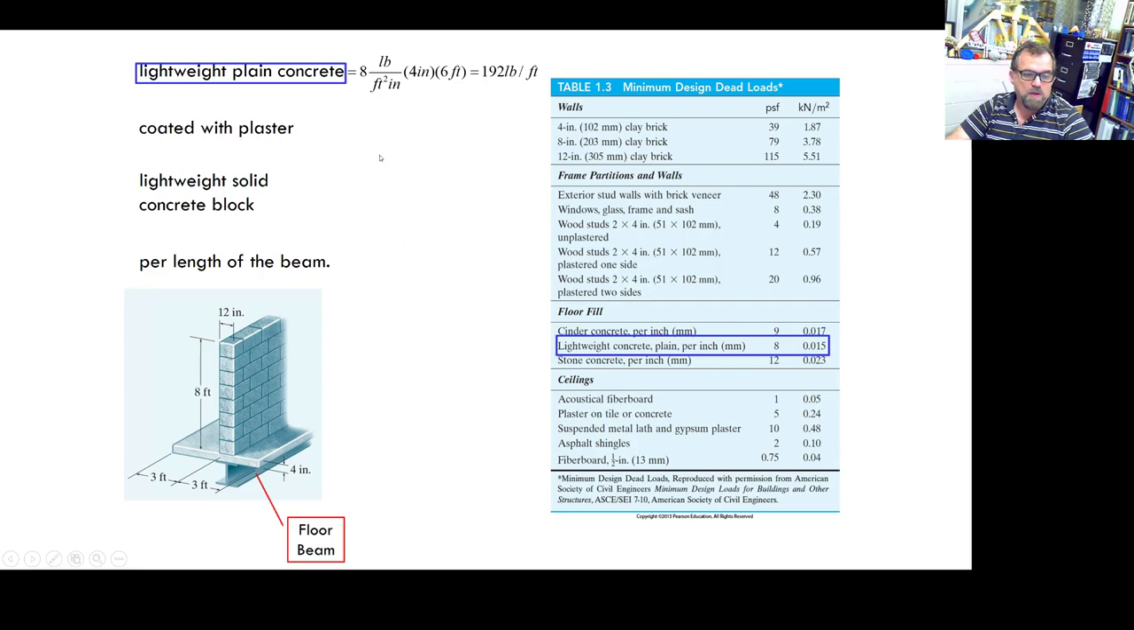Now, coated with plaster. Okay, let's look for plaster. Ceilings, plaster on tile or concrete, 5 pounds per square foot. Now, once again, that 5 pounds per square foot has to be multiplied by 6. Now, that 6, if you realize, also includes the width of the slab, that of the beam.